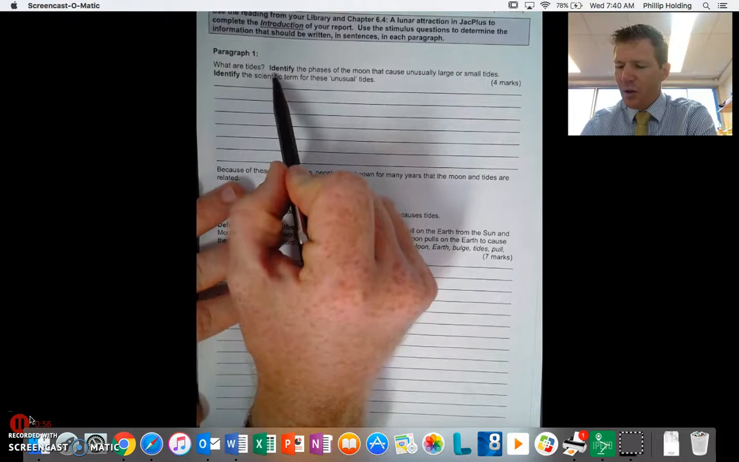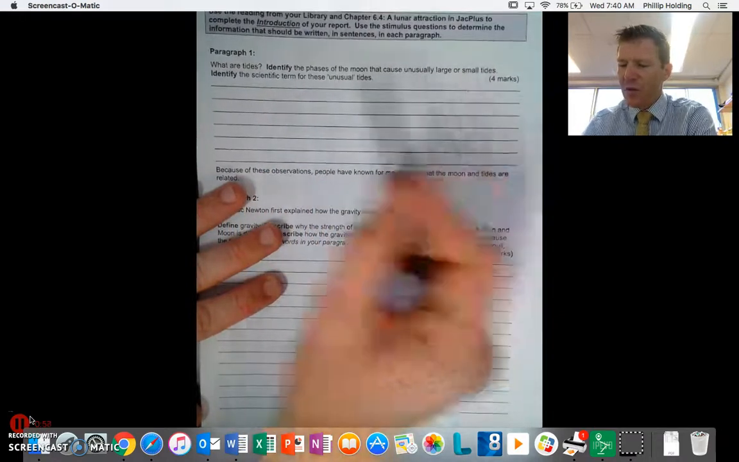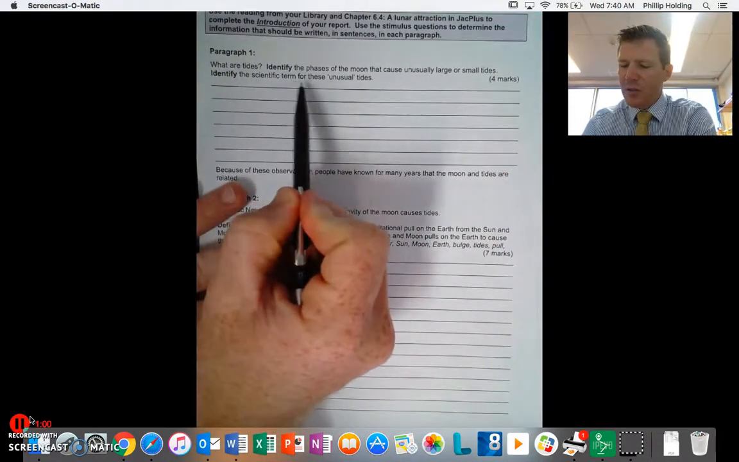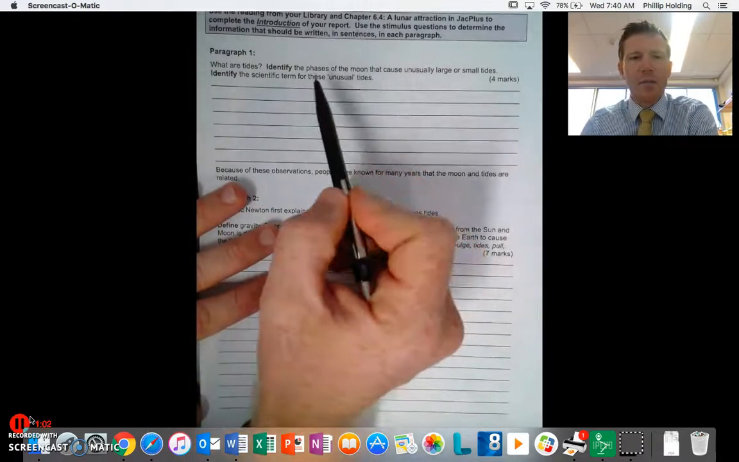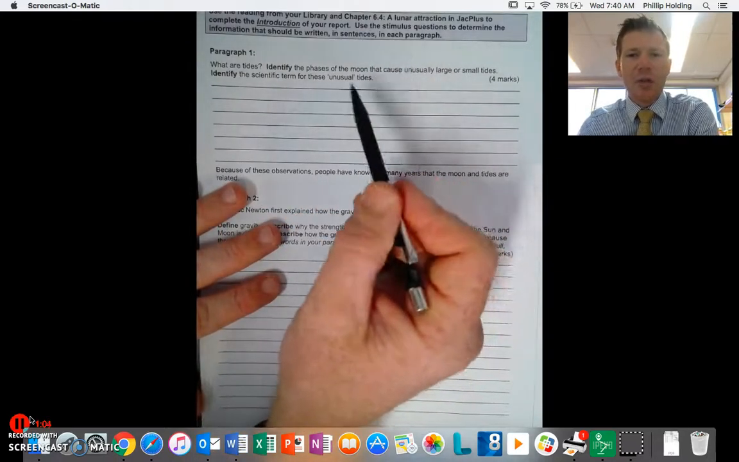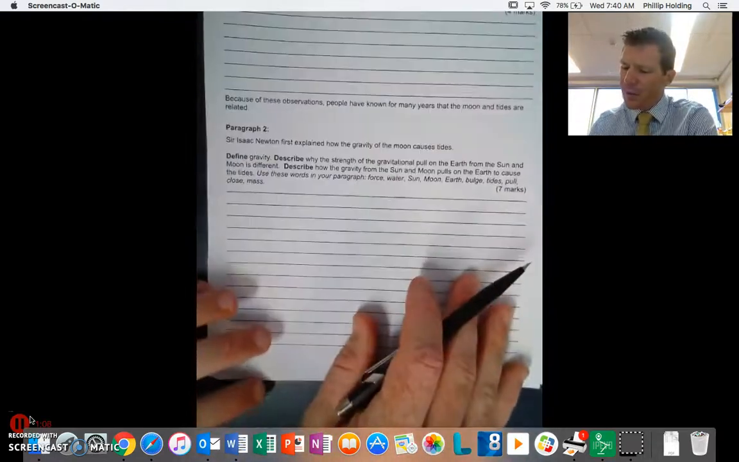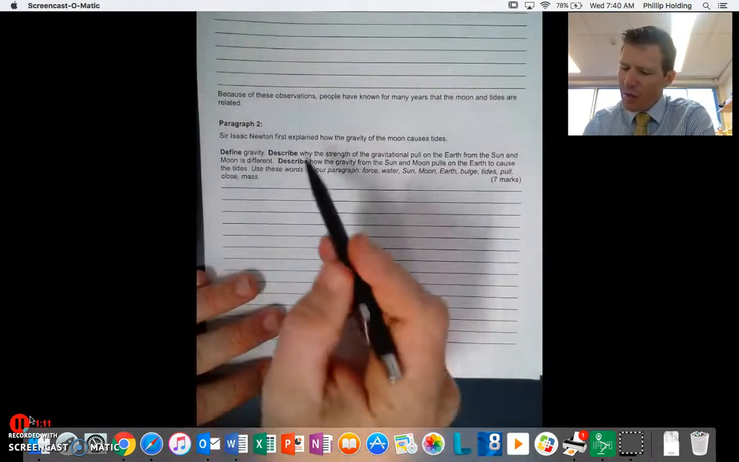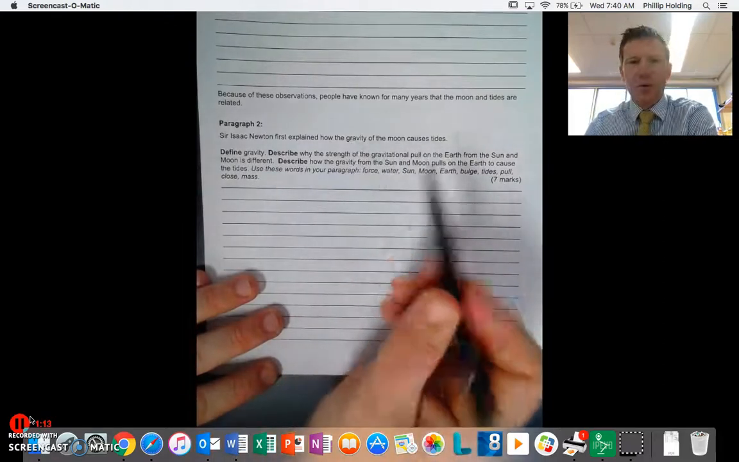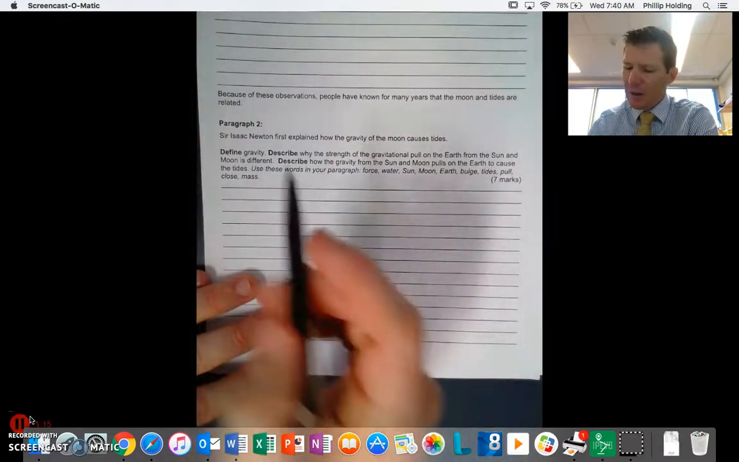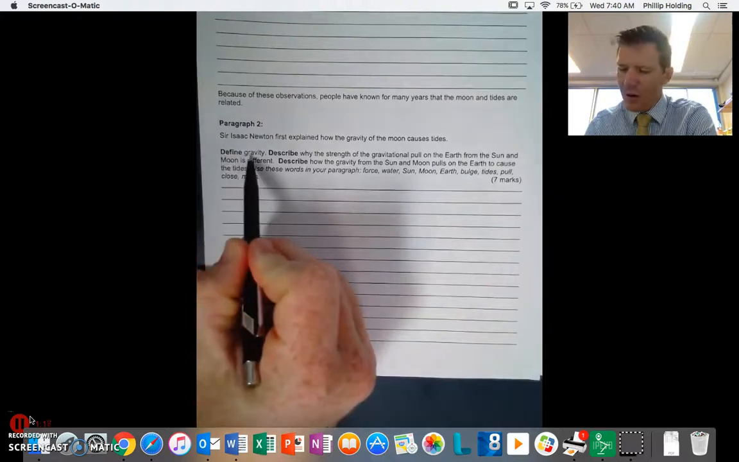Number 2, identify the phases of the moon that cause them, and 3, identify the scientific term for these unusual tides. So just read the question. If you read it, it's fairly self-explanatory. Question 2, Sir Isaac Newton first explains how gravity on the moon causes tide. That's a statement there. The question is, define gravity.